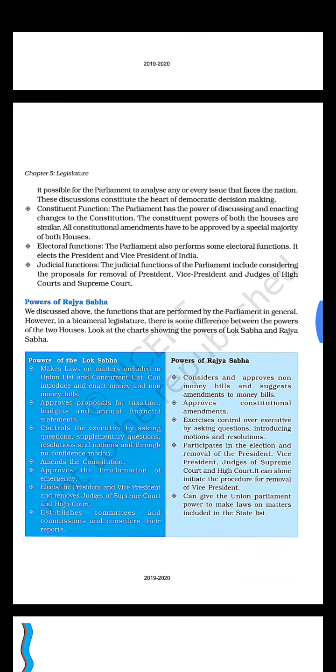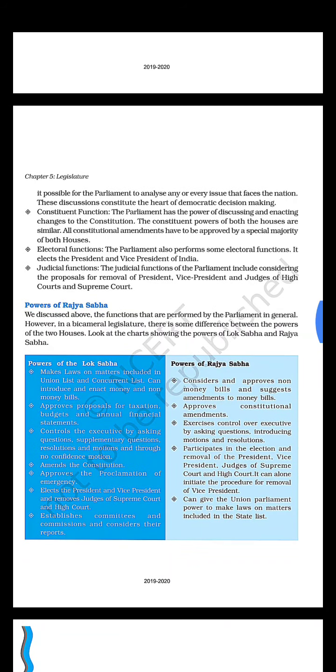Clear? Now the power of Rajya Sabha. We discussed above the functions that are performed by the parliament in general.